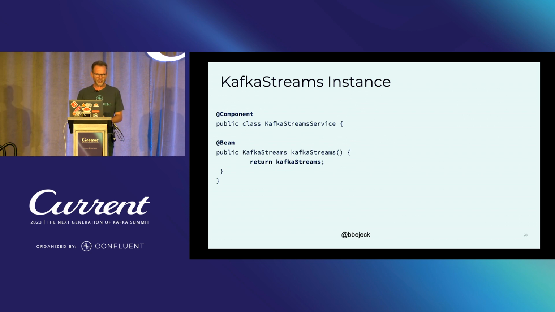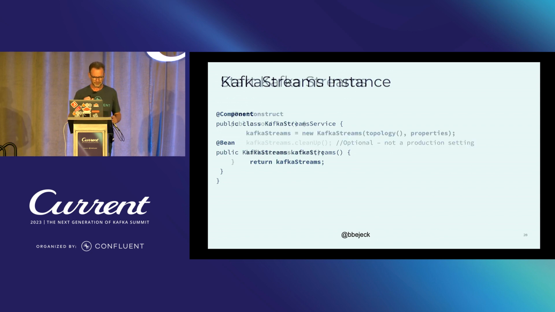So how this is going to work, you would create a wrapper class, and then you give it the component annotation, which just tells Spring that when it starts up, it's going to scan the class path, find anything that has a component in it, and then start wiring things together. Any other class that has a dependency on Kafka Streams, Spring is going to execute this method to inject the Kafka Streams instance into it.